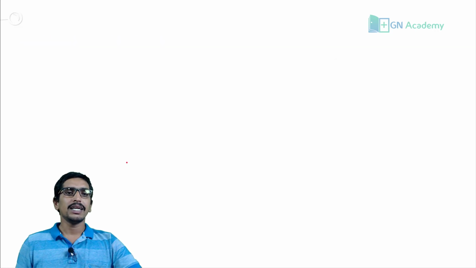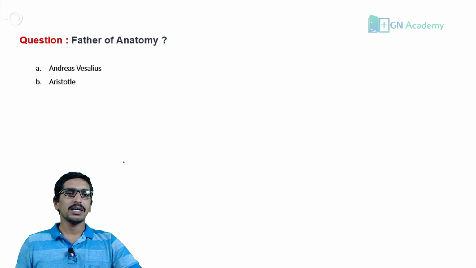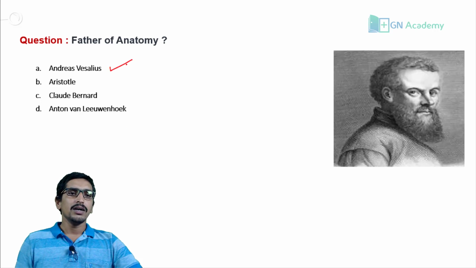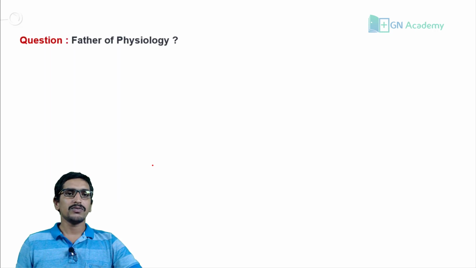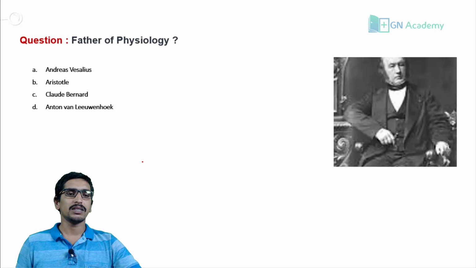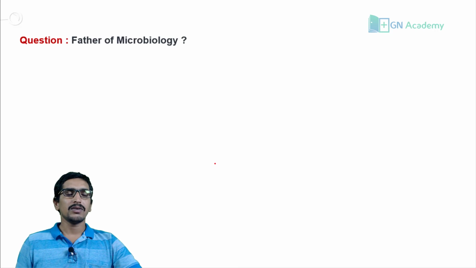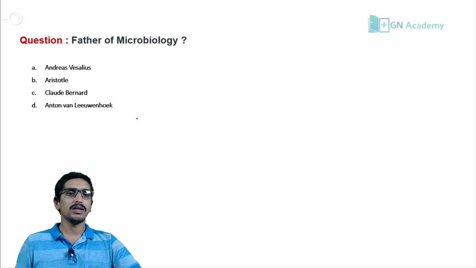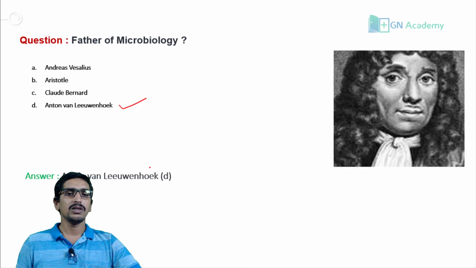Coming to the next, the father of anatomy. The options are Andreas Vesalius, Aristotle, Claude Bernard, Anton van Leeuwenhoek. The answer is Andreas Vesalius. Then the next question, the father of physiology. The answer is Claude Bernard. And the father of microbiology. The answer is Anton van Leeuwenhoek.